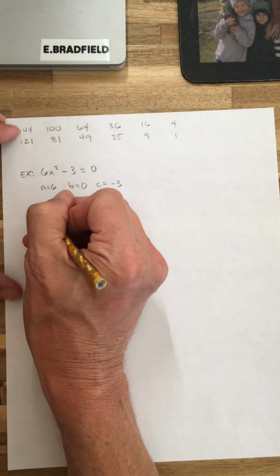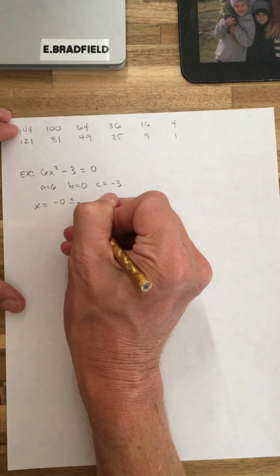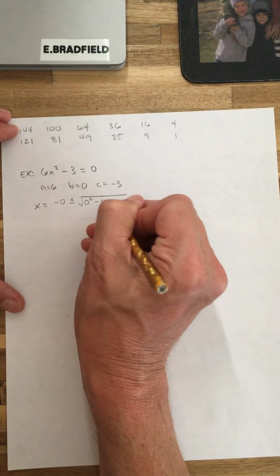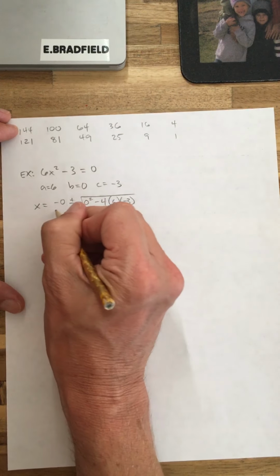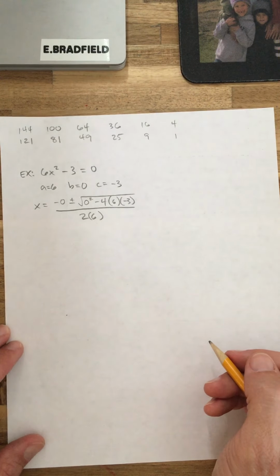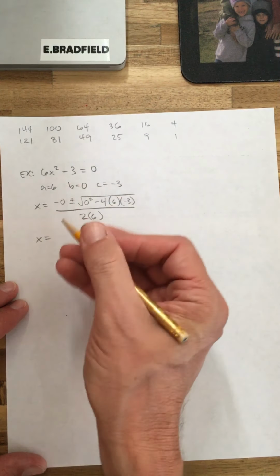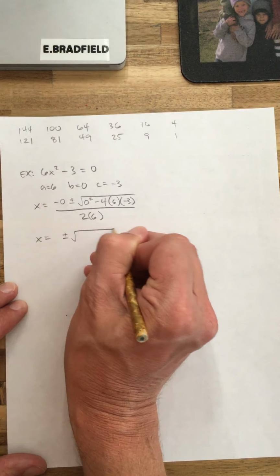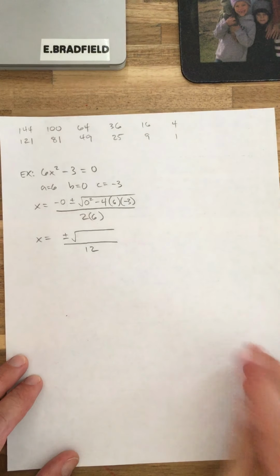All right, so here we go. X equals opposite B plus or minus the square root of B squared minus 4 times AC, all over 2A. Okay, so here we go. X equals, that's 0. You don't even need it. If it's 0, just let it go. So we have plus or minus the square root all over 2 times 6 is 12.